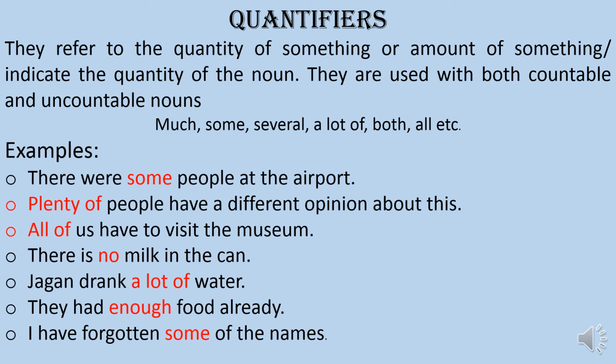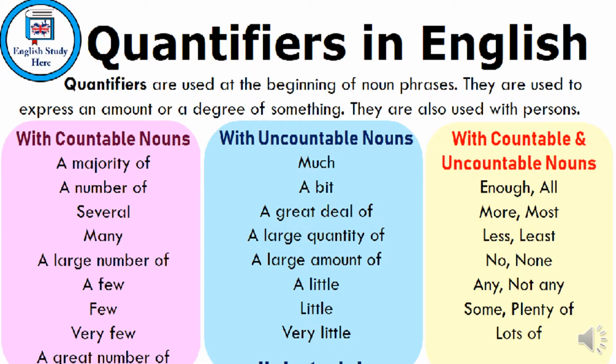Let's look into the examples. There were some people at the airport. Plenty of people have a different opinion about this. All of us have to visit the museum. There is no milk in the can. Jagan drank a lot of water. They had enough food already. I have forgotten some of the names.